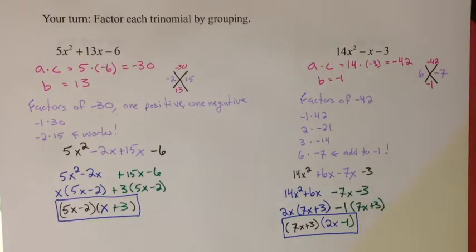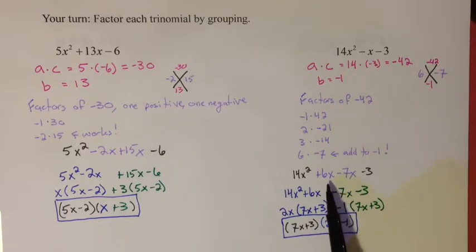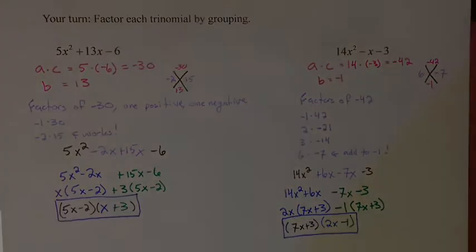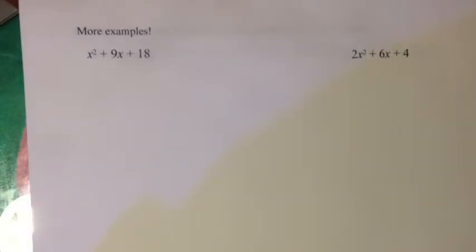Before we do a couple more examples, I want to remind you that what order you write these two numbers down in doesn't matter. If you write 14x squared minus 7x plus 6x minus 3 and then factor by grouping, you will still get the same thing in the end. So don't worry about which order you need to write those two numbers down in. Now I have a couple more examples just to get us some more practice.